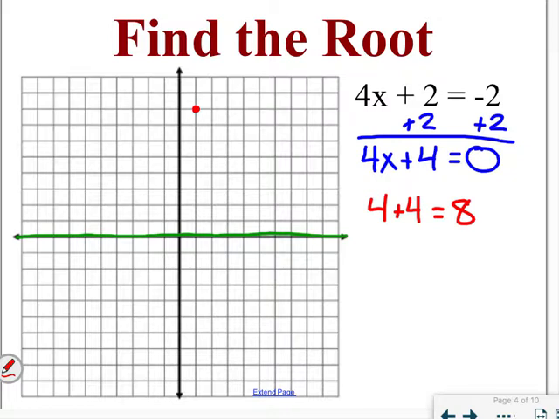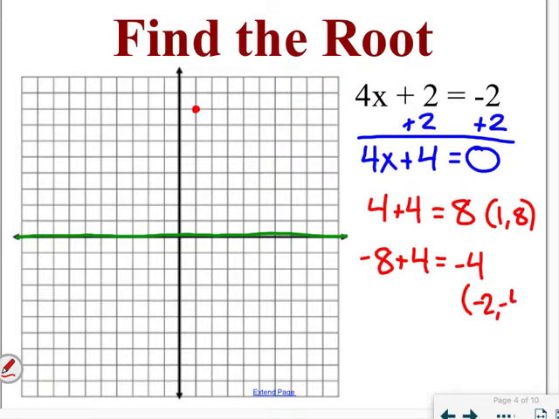Now I want to try and get a negative answer. So I'm going to try plugging in a negative. I'm going to pick negative 2. So 4 times negative 2 gives us negative 8, plus 4, which gives me negative 4. So that first point we plugged in 1, and we got an answer of 8. The second one we plugged in negative 2, and we got an answer of negative 4. So I'm going to put that on the graph as well.